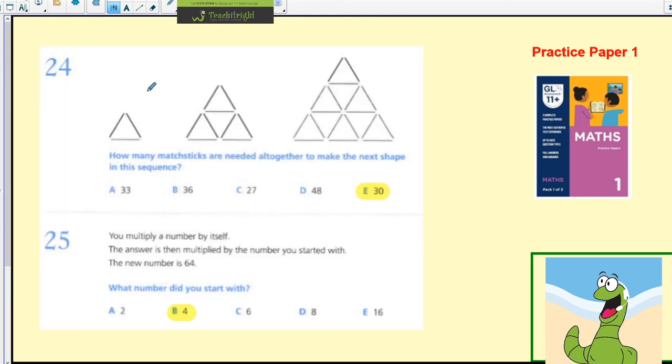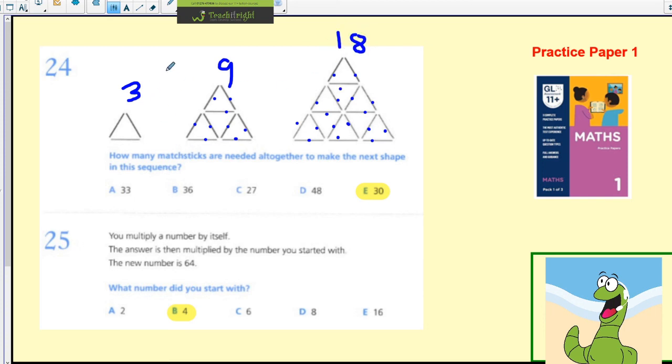And then finally, last two questions, 24 and 25. How many matchsticks are needed to make the next shape? So there's a few ways of doing this. I think it might be worth trying to spot the pattern. So how much more is added on each time? So we had 3 matchsticks. 1, 2, 3, 4, 5, 6, 7, 8, 9 matchsticks. 1, 2, 3, 4, 5, 6, 7, 8, 9, 10, 11, 12, 13, 14, 15, 16, 17, 18 matchsticks.